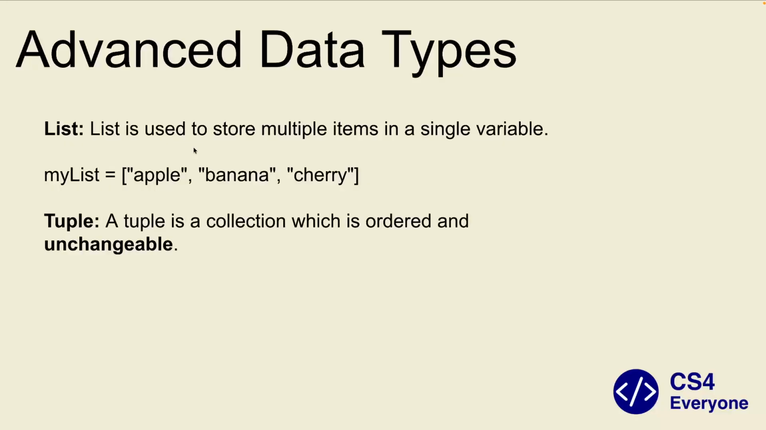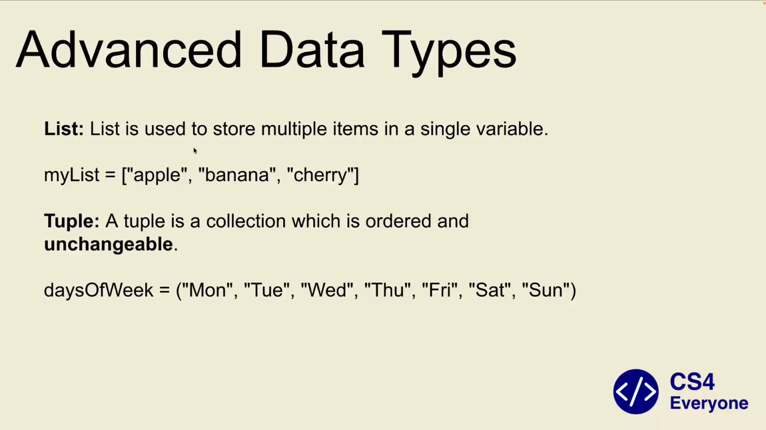Tuple. A tuple is a collection which is ordered and unchangeable. Days of week is the tuple here, and it's storing the strings Monday, Tuesday, Wednesday, and all the days of the week. And you have also the closed parentheses here. We will now try lists and tuples in Visual Studio Code.